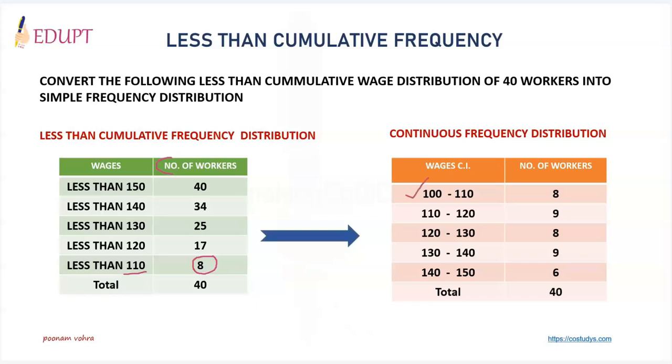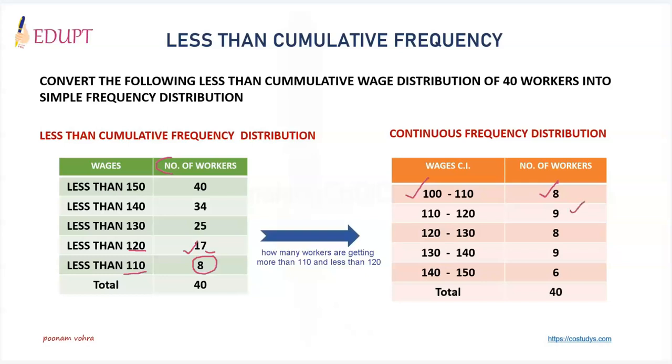This we have seen how do we find out. So the number of workers is 8, as is given. Then next is less than 120. Wages are being given to 17 workers. It means we need to find out how many workers are getting more than 110 but less than 120. For that, we need to subtract the number of workers. That means it is 17 minus 8, which is 9.